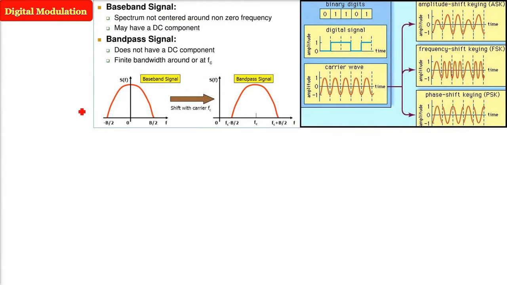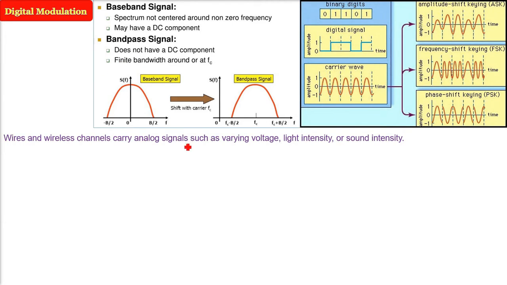Digital modulation. See, we are dealing with wires or wireless channels. Now these channels carry analog signals. This can be done using voltage, light intensity, sound intensity, so we can vary it, and then these wires and wireless channels can carry the analog signal.